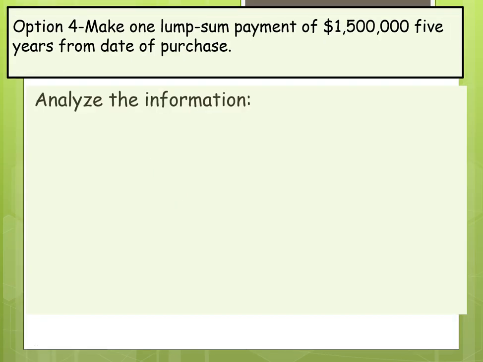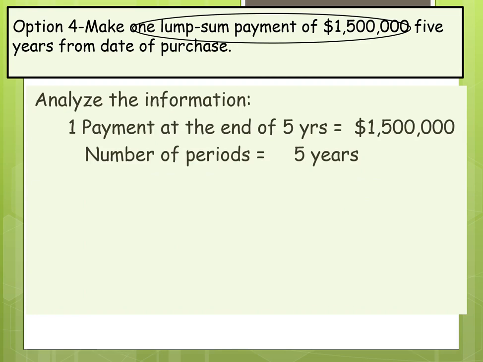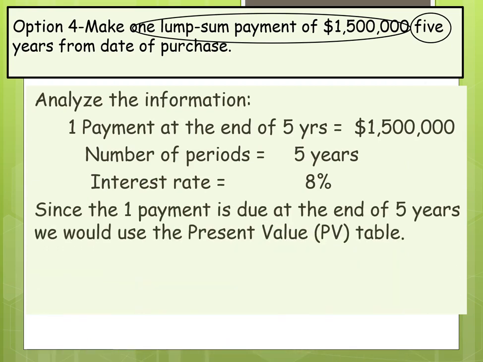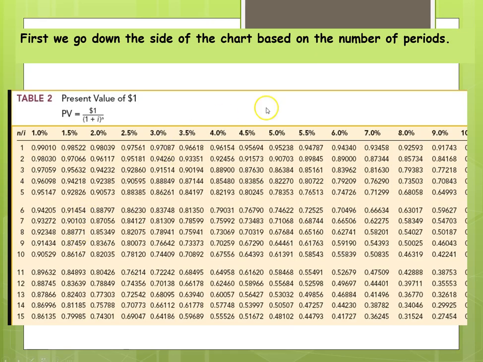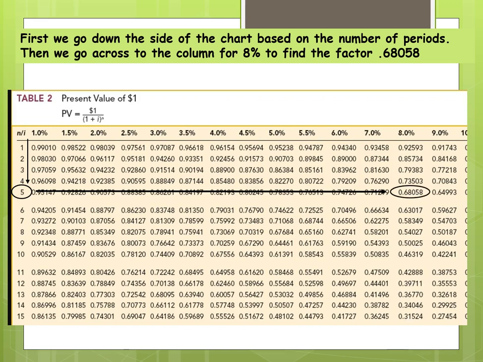Option 4 is one lump sum payment of $1.5 million 5 years from today. Again, the payment is one single payment at the end of 5 periods, and the interest rate is 8% since it's annual. So we're just going to use our present value table. This is our present value table, and we go down to 5 years, across to 8%, and that's our factor.